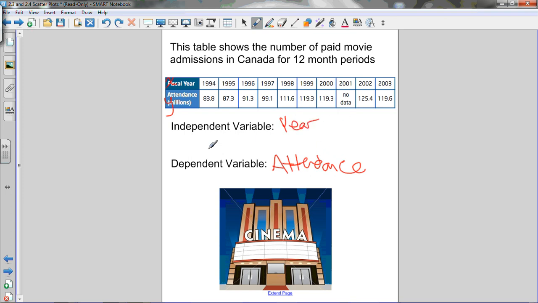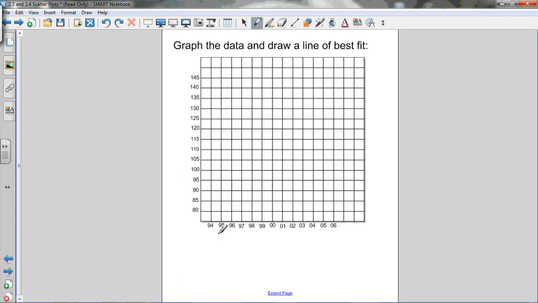Year is the independent variable. Okay, let's make our scatter plot. First, let's remember where the independent variable goes and where the dependent variable goes. The horizontal axis is your x-axis, and that's your independent variable. X is always the independent variable, so that's our year. On the vertical axis, your y-axis, y is always the dependent variable, so that's your attendance. I'll try and write that sideways here. Attendance.